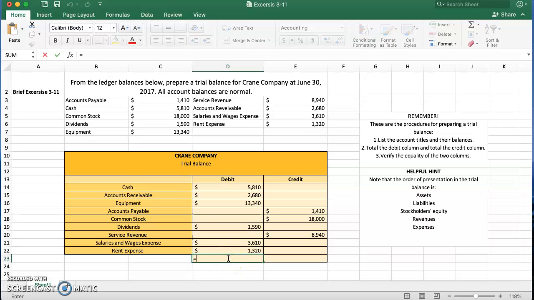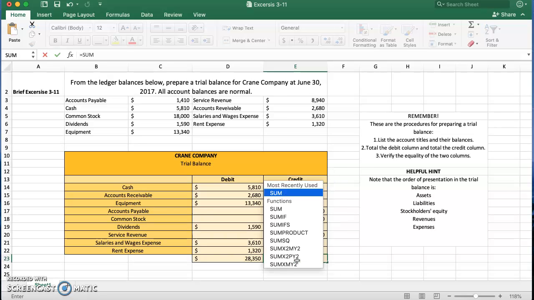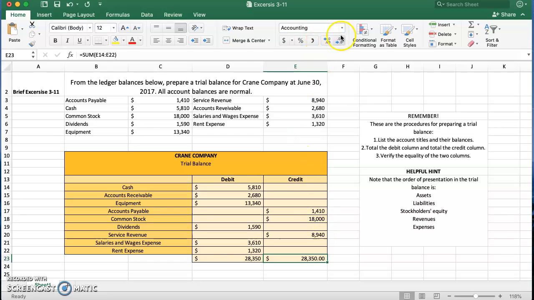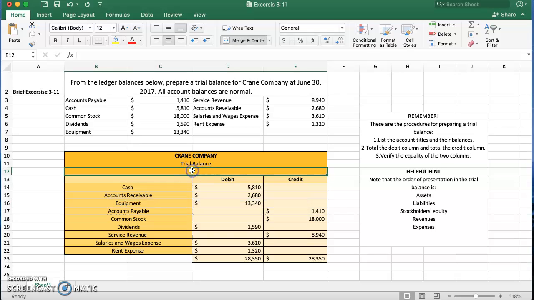these, which in Excel you just do equals and then sum and then parenthesis, and we're going to drag this for the total and close parenthesis, which equals $28,350 for the debit column, and then in the credit column we'll do the same thing. And we have right there the same equaled out balance, $28,350.